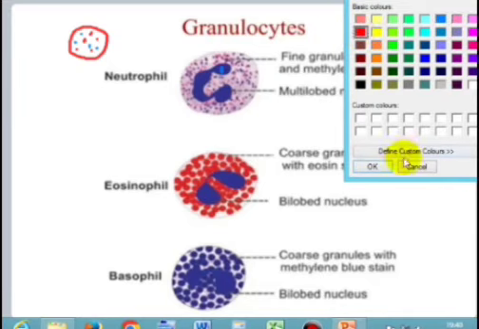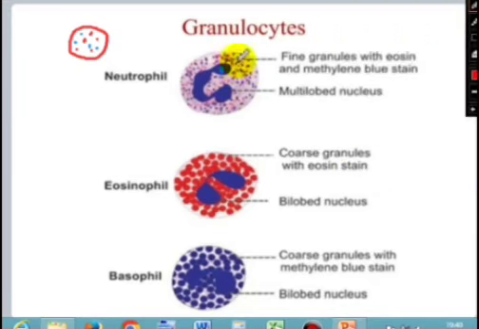You will notice that this cell has 1, 2, 3, 4 nucleus. So that is the first thing you will notice. That the neutrophils, they have multi-lobed nucleus. So they have 3 or more nucleus. First observation.